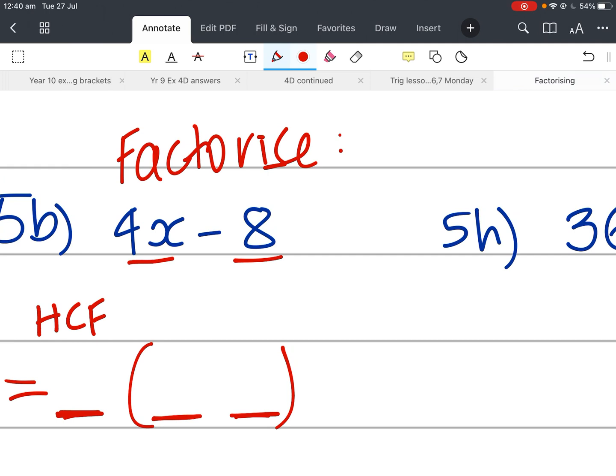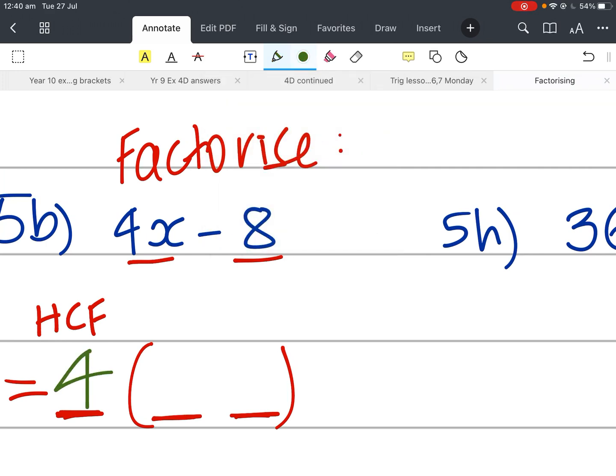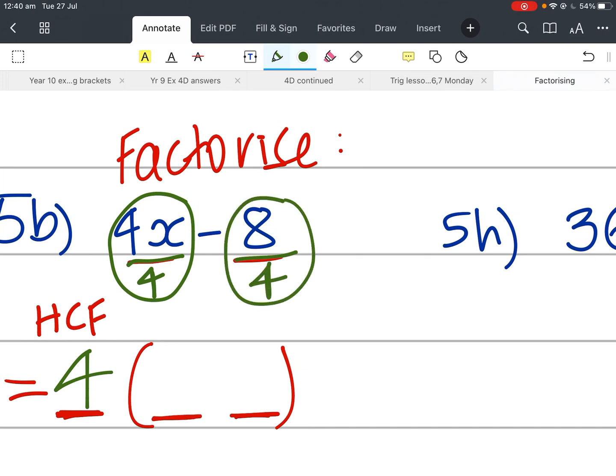Now remember, look at the smallest number 4. Does it go into 8 evenly? If your answer is yes, then you're going to put that 4 out the front there. Now, do you remember how I said factorising is the same as dividing? So what you're actually doing here is you're going to divide this term by 4, and you're going to divide this term by 4. And that's how we work out what goes here and what goes here.